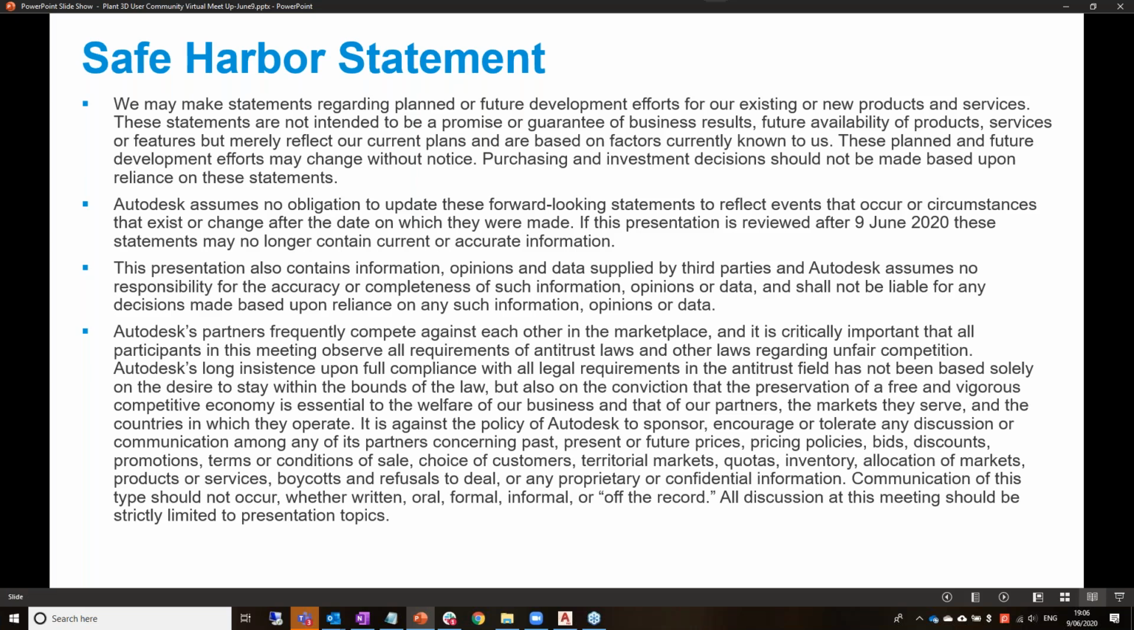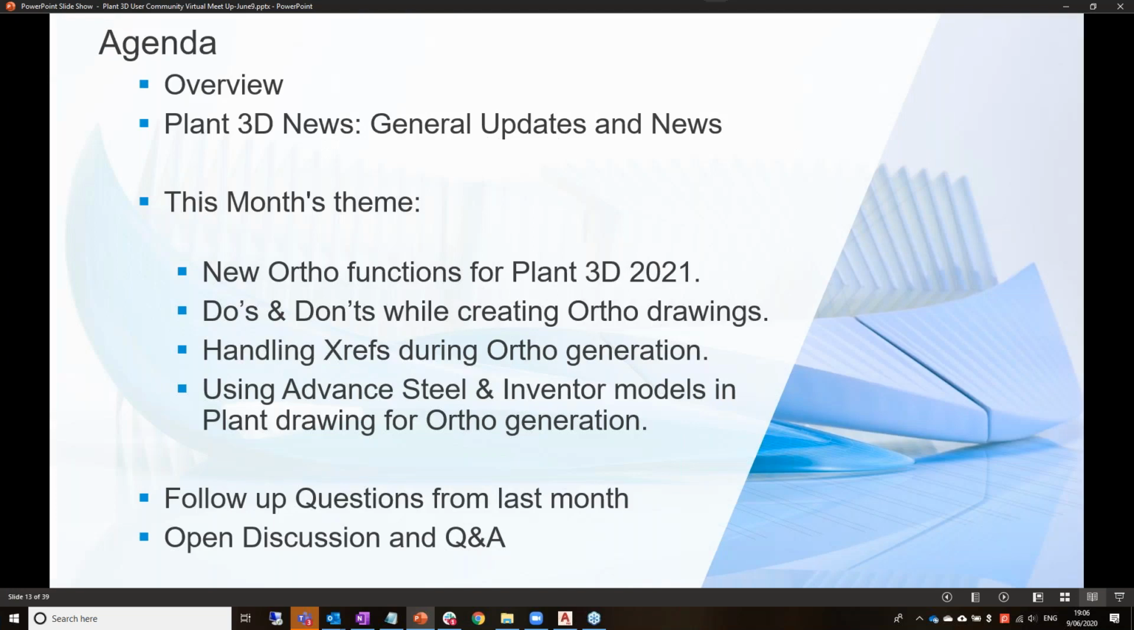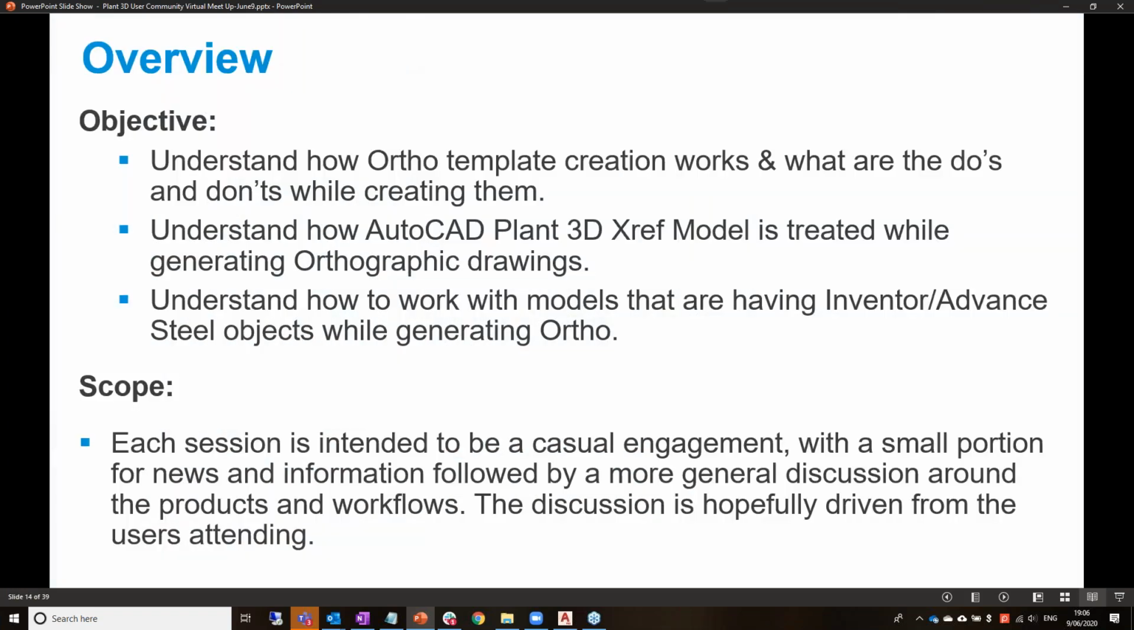So today, as usual, we go through the general overview of the session and talk about what's going on. Today's theme is the new Ortho functions for Plant 3D 2021, do's and don'ts while creating orthographics. That's our theme. Handling xrefs with ortho generation and using Advanced Steel and Inventor models inside plant drawings for the purpose of ortho generation. And as always, we have questions and follow-up at the end. I don't know if we'll have time to go through the Q&A from last month, but we've got another tip there I can give you on that as well.